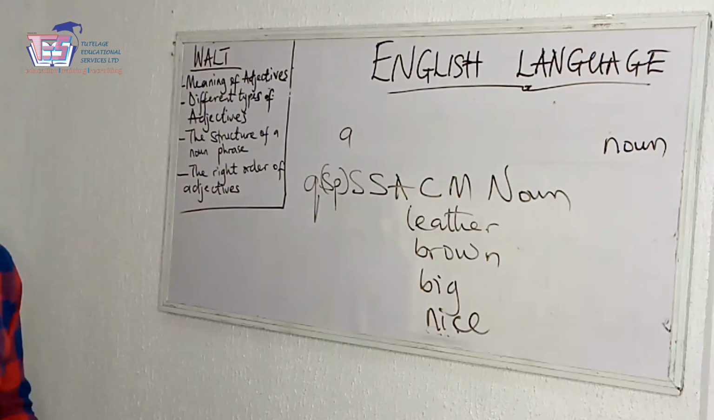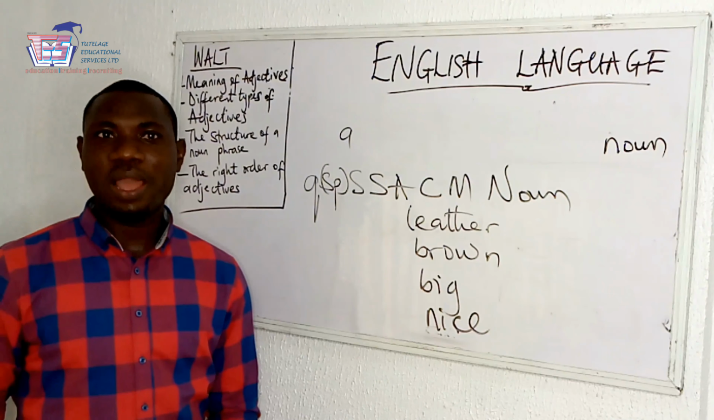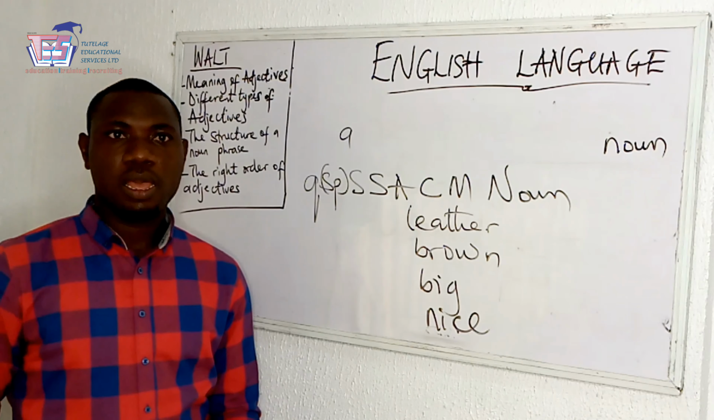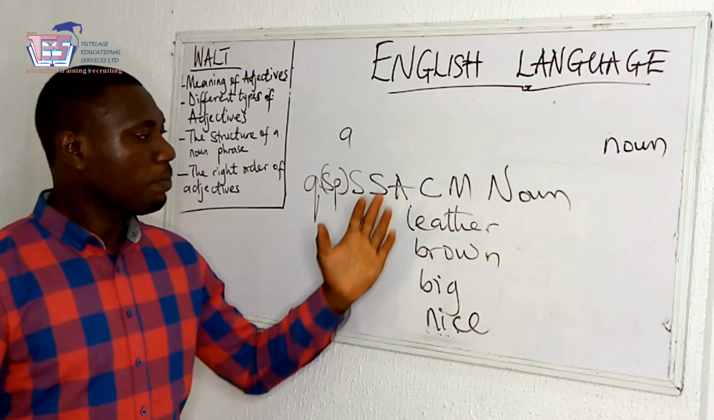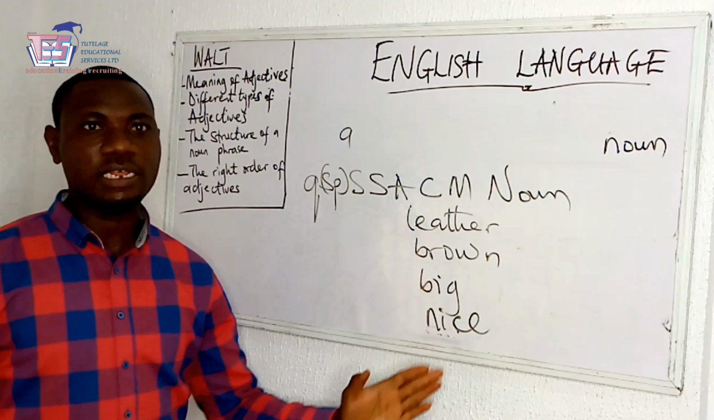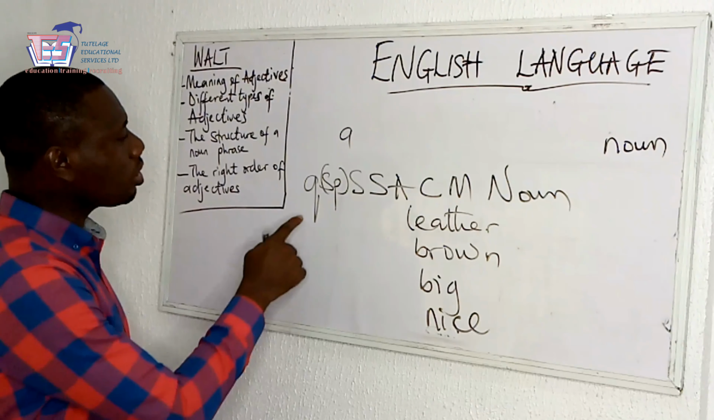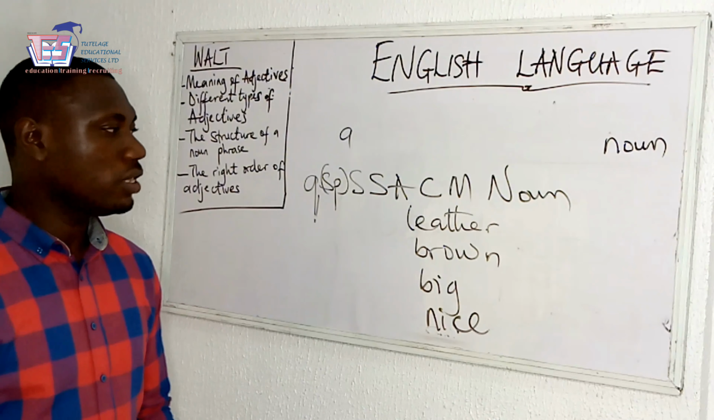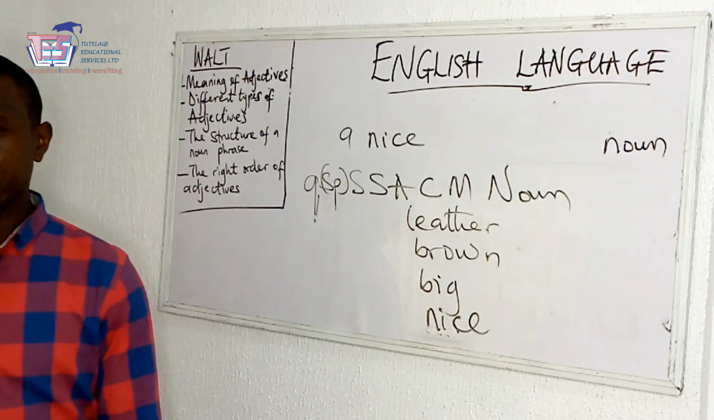So let's put this in the right order. These are the words that we have the problem with. Someone who is not skilled would probably start singing. But as an expert, as a knowledgeable person, I'll just go right to it. I'll tell myself which one goes for the quality. General quality, it's a nice thing. So I'll put my nice there.